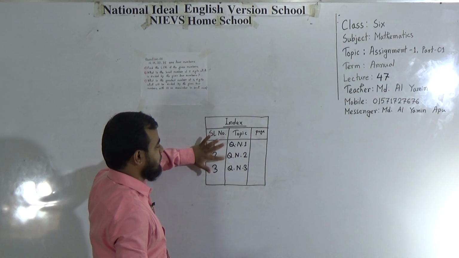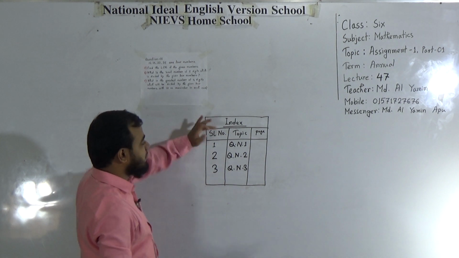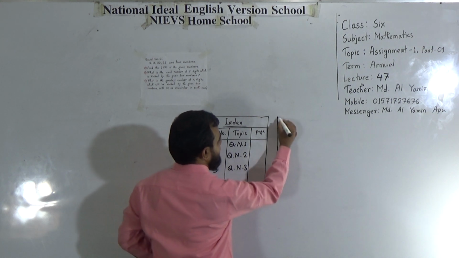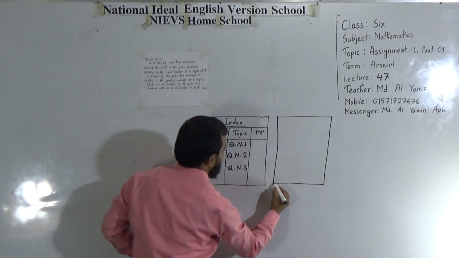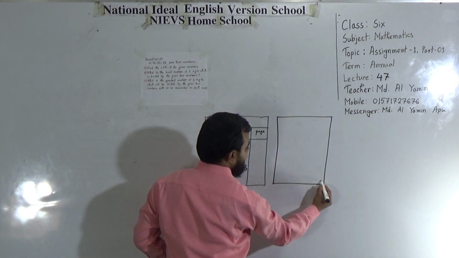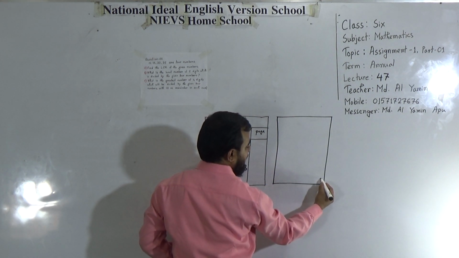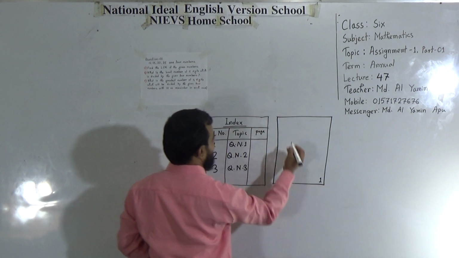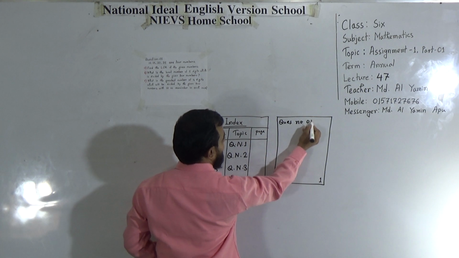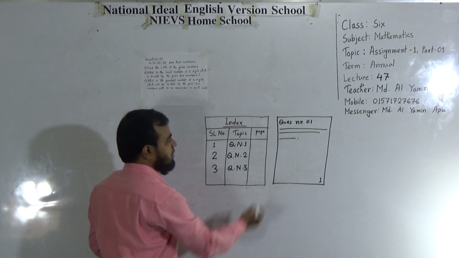Question number 1, question number 2, question number 3. When you write down the solution, you should pick up the questions also. That means in the next page, suppose this is the next page, you will give the page number. You can give the page number at the bottom or at the top, on the right side. This is page number 1. Write down question number 1, that means you should pick up the question here.